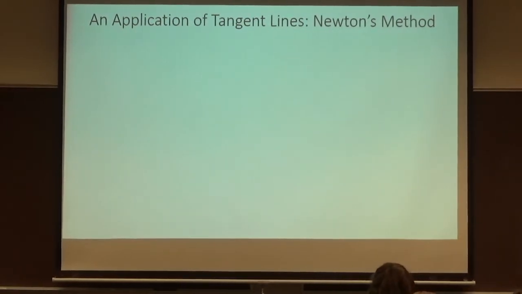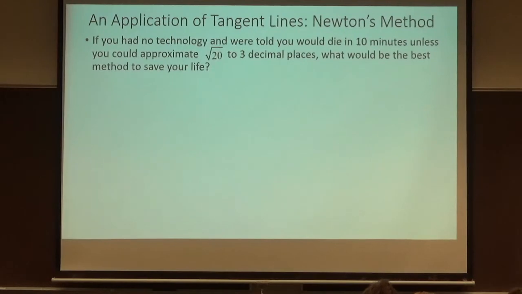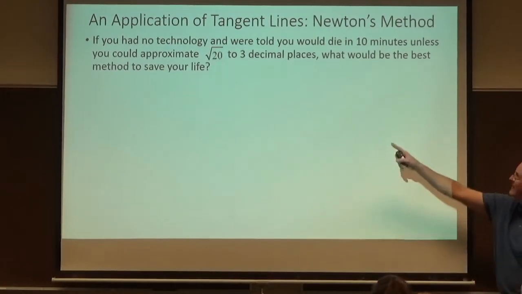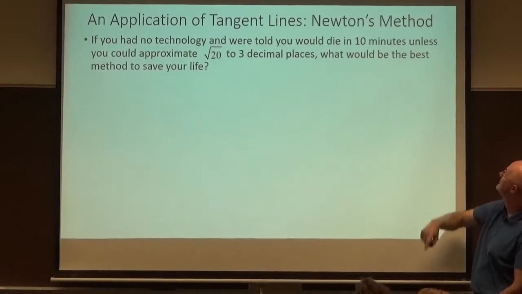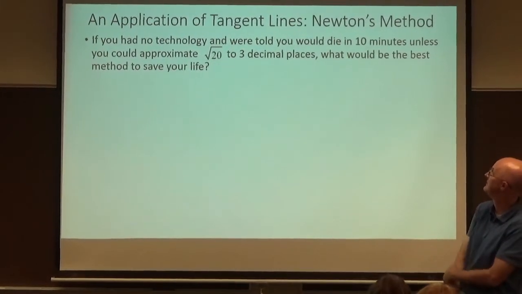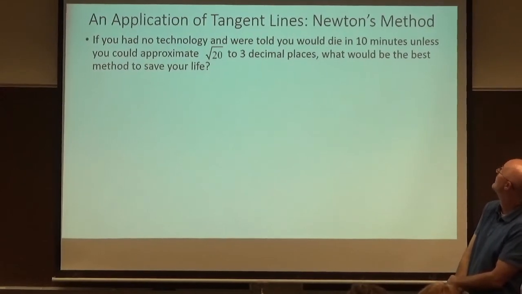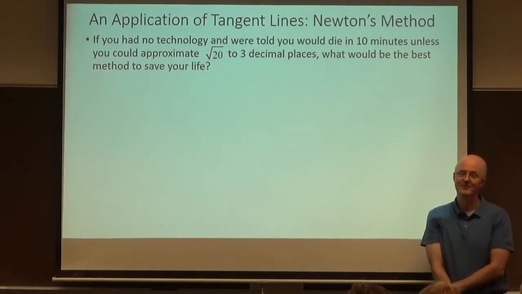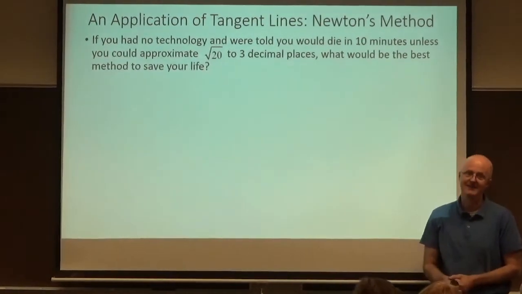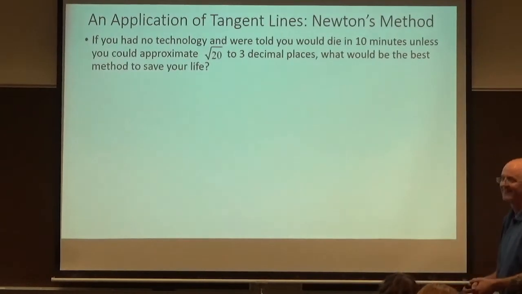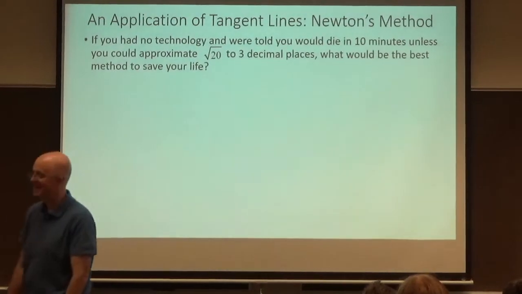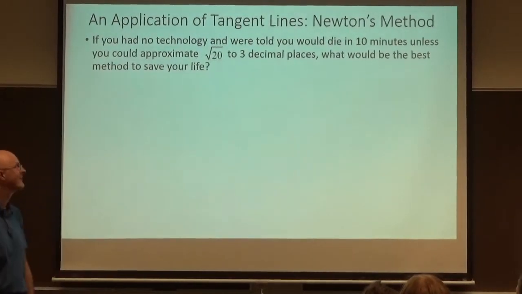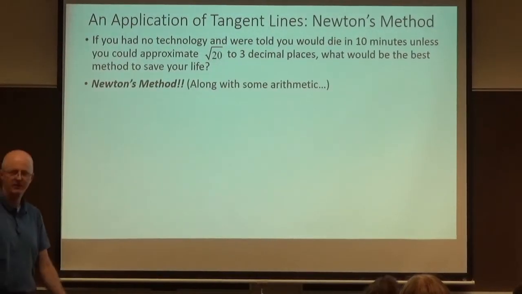Here's a hypothetical situation. Suppose you're on a desert island, maybe because you have no technology with you, and you're told you're going to die in 10 minutes unless you can approximate the square root of 20 to 3 decimal places. What would be the best method to save your life? We can make it more extreme and say 5 minutes. What's the best method to save your life here in this hypothetical situation? It's to use this thing called Newton's method, along with some arithmetic.